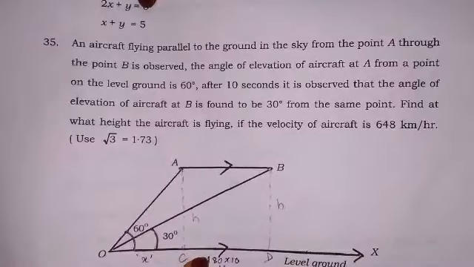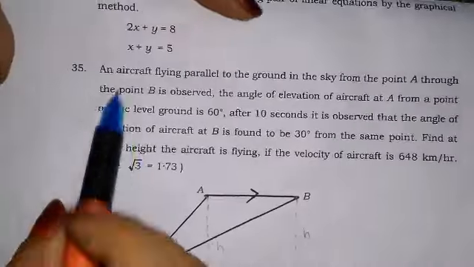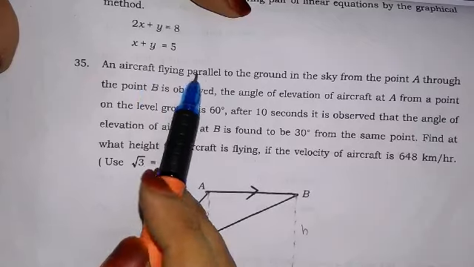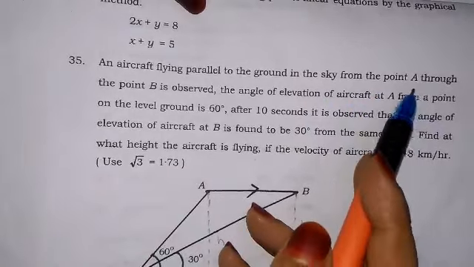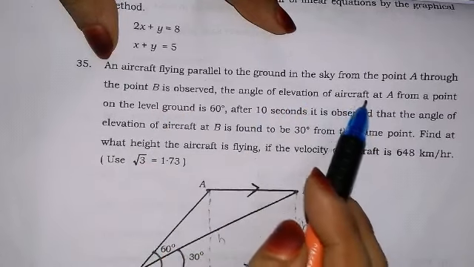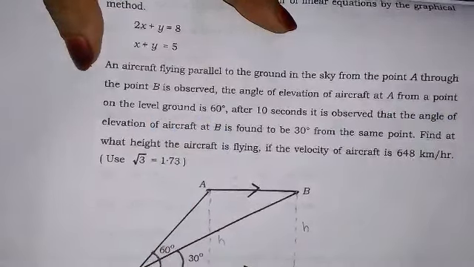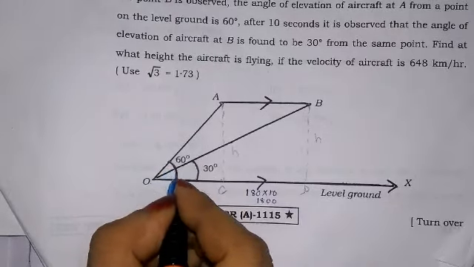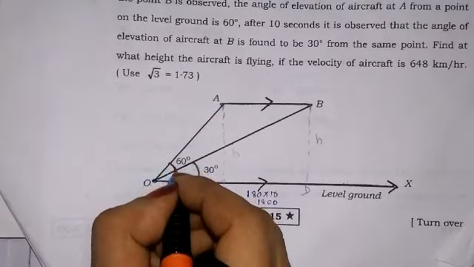Here, question number 35. Let us focus properly on question number 35. Let me read out the question properly. What they have told here: an aircraft flying parallel to the ground in the sky from the point A through the point B is observed. The angle of elevation of the aircraft at A from a point on the ground level is 60 degrees. The figure is given. This is the ground level. The angle of elevation of the aircraft is 60 degrees.